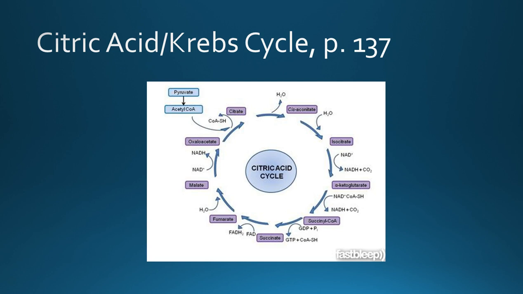Here's a picture of the citric acid cycle. We can start here with our pyruvate, acetyl-CoA combining with the oxaloacetate to make citrate. Then all of those substrates are oxidized, coenzymes are reduced, and we return to oxaloacetate, showing that the citric acid cycle is cyclic. Its reactants become its very own products, and it can continue on.